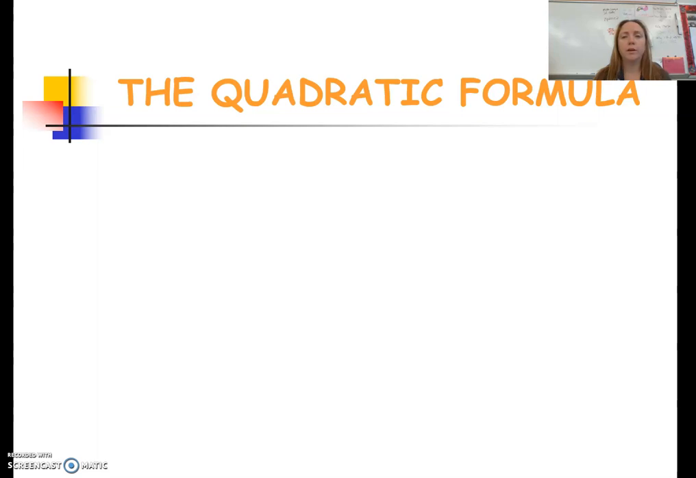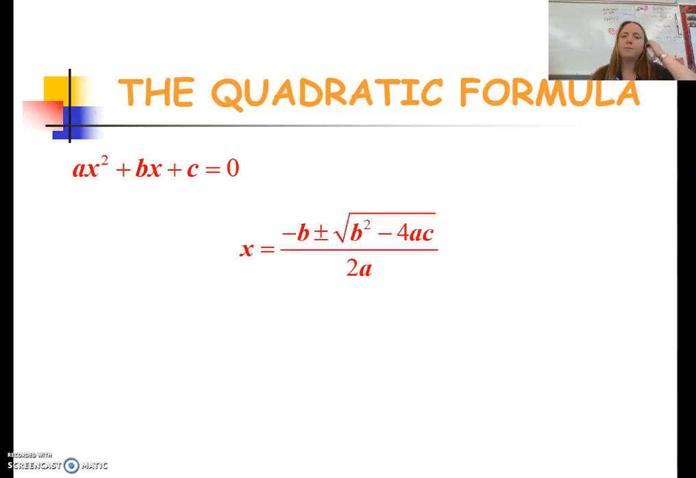To start with, let's identify what the quadratic formula is. This is for any quadratic, ax squared plus bx plus c. We're still identifying the a, the b, and the c. And this is the formula that you're going to be using. In class, I'll show you a fun little song to help you remember it. It's x equals negative b plus or minus the square root of b squared minus 4ac, all divided by 2a. One big fraction with the 2a on the bottom.